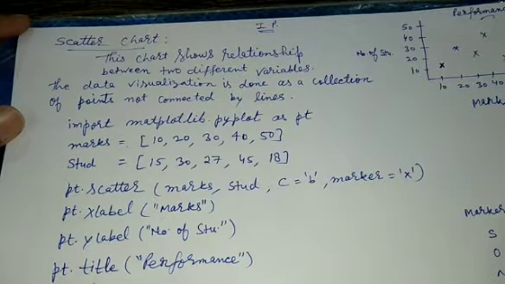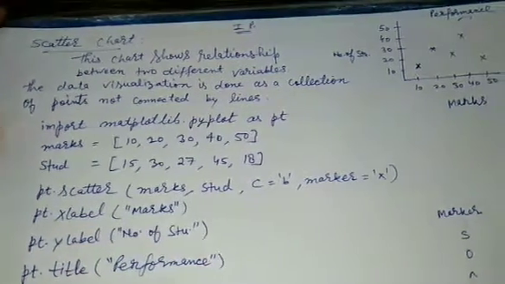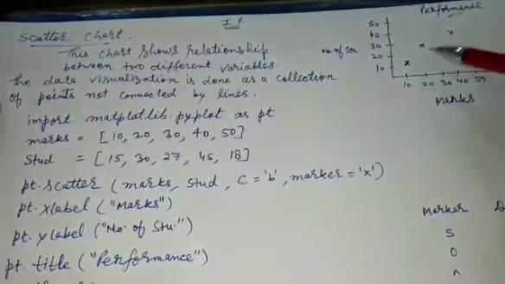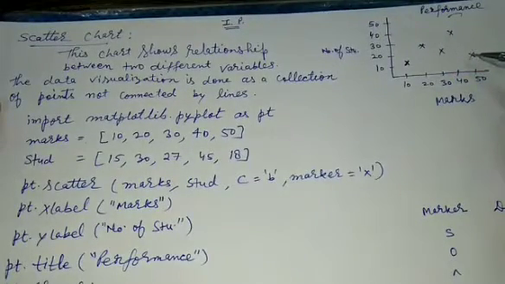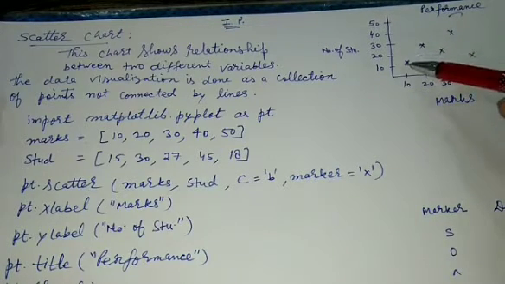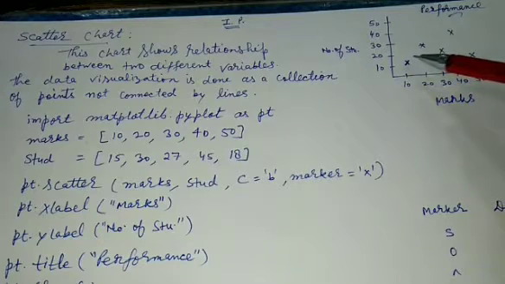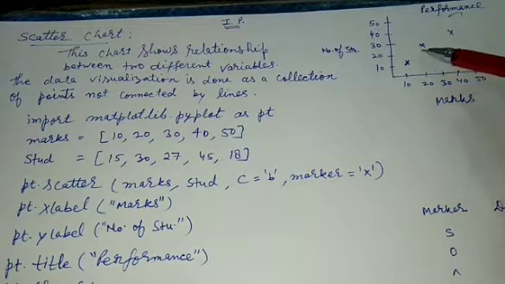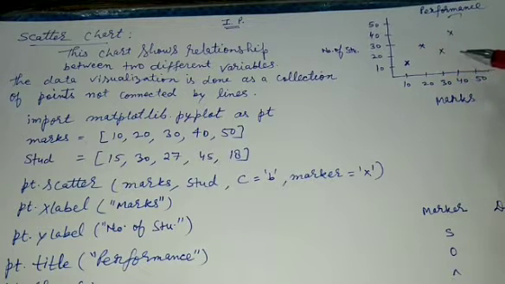A scatter chart is very much like a line chart. The difference is that the data points are not linked through a line. So this is the basic difference between the scatter chart and the line chart. In a line chart, data points are connected through a line, but in a scatter chart they are spread over an area. So this is the introduction of a scatter chart.